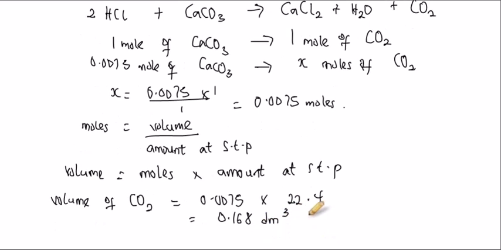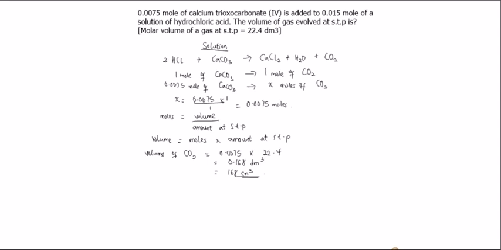We can convert this to centimeter cube by multiplying by 1000, so we have 168 centimeter cube, which should serve as the final answer. So with this, we've come to the end of the solution to the question, and we've gotten the volume of the gas evolved at s.t.p to be 168 centimeter cube.